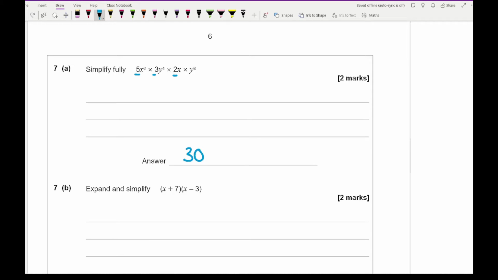Then looking at the x's, we've got x squared and another x, so that's going to be x to the power of 3. And then for the y's, we've got y to the power 4 times y to the power 3, so I've got 7 in total.